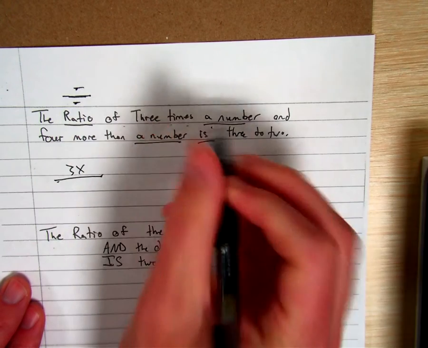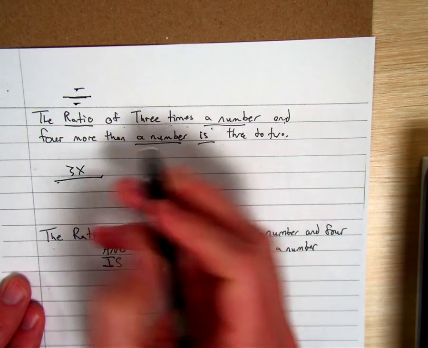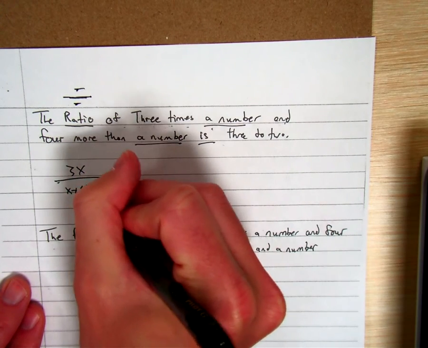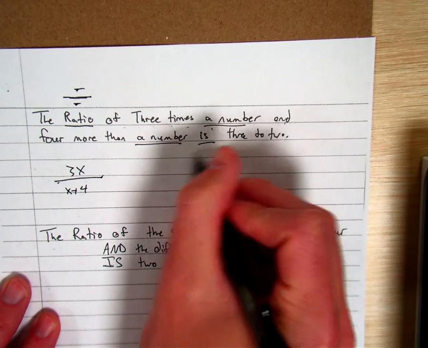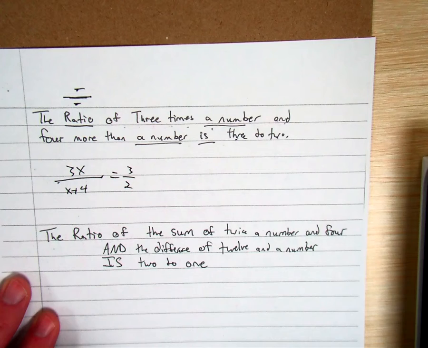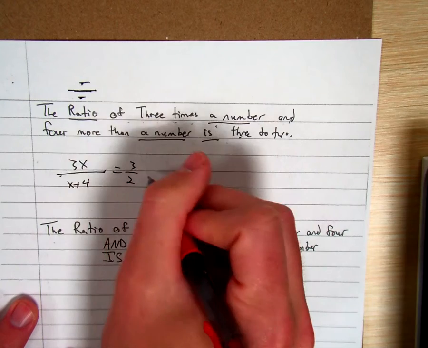And so now we're going to switch over to the bottom. 4 more than a number. 4 more than a number, so x plus 4 equals 3 to 2. So there's our ratio. We have 3x over x plus 4 is equal to 3 over 2.